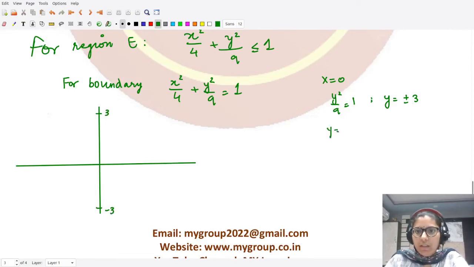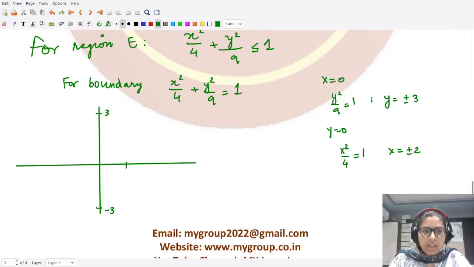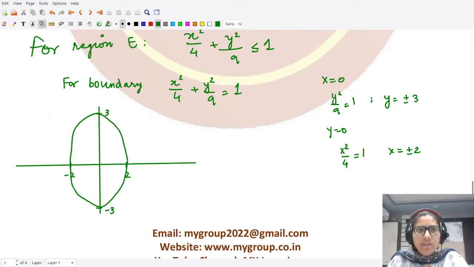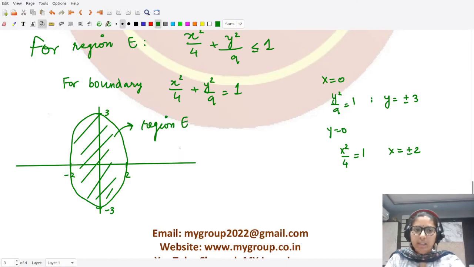And when you substitute y is equal to 0, you have x square by 4 is equal to 1. So you have x is equal to plus minus 2. That means the maximum values here are plus 2 and minus 2. So let's draw this region. You would have something like this. This is your ellipse and this is the region E. This is the region E, and this is the ellipse.